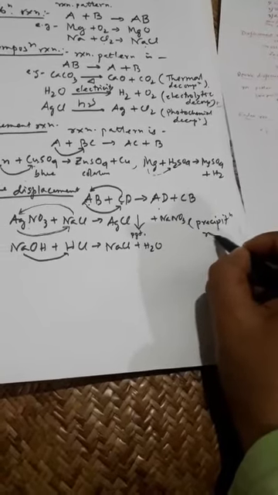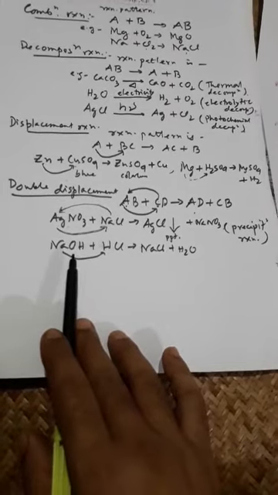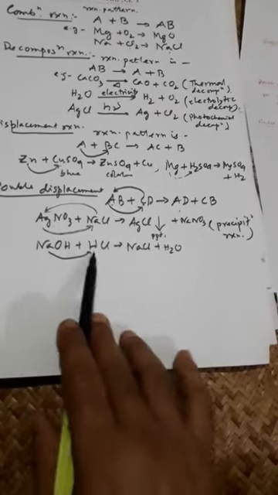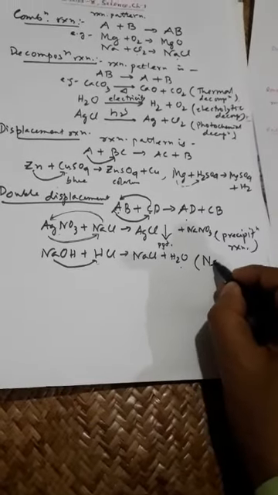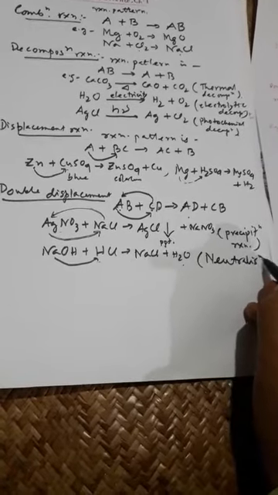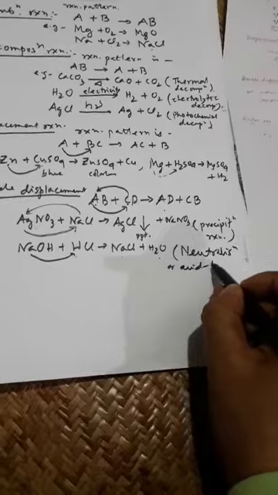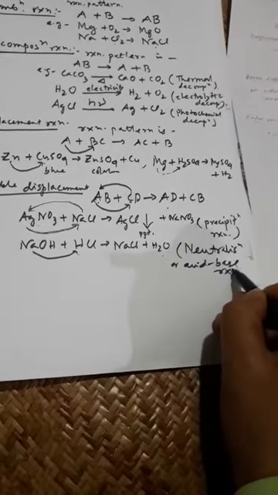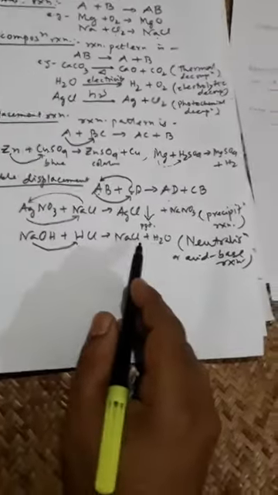And here you can see NaOH is a base, HCl is an acid. When they react, salt and water are formed. So it is nothing but a neutralization reaction, or you can say it is an acid base reaction. Very easy, just when an acid and a base react, salt and water are formed, which is neutral.